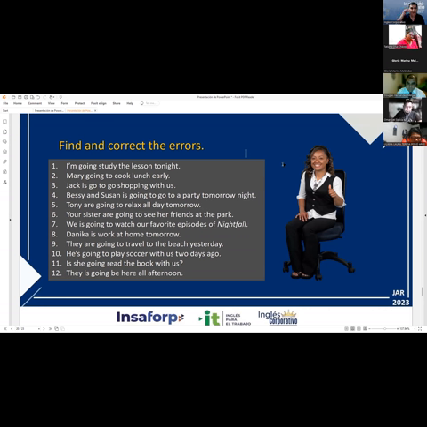What's the mistake in the first one? I'm going to study the lesson tonight. The mistake is "too." I'm going to study the lesson tonight. Mary going to cook lunch early. Mary is going to cook lunch early. Excellent.